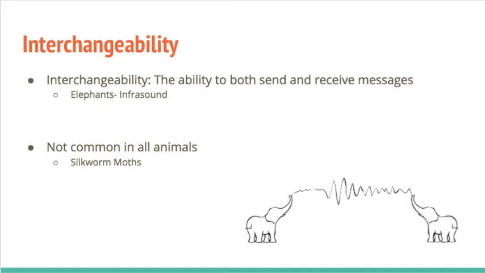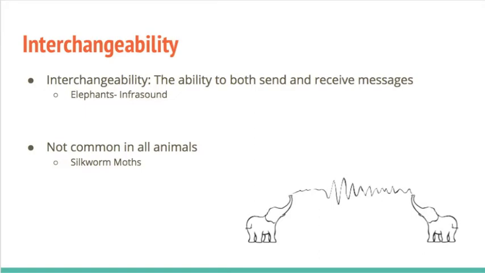Every elephant can use infrasound to send messages to another elephant and in turn receive messages sent back to them the same way. However, the ability for this animal species to be able to do so is not common amongst all animals. For example, contradicting evidence can be shown in the silkworm. Silkworm moth species prove that the male moths can only receive messages and thus do not practice interchangeability. In the silkworm moth chemical communication system, with respect to mating, only the female is able to send messages.